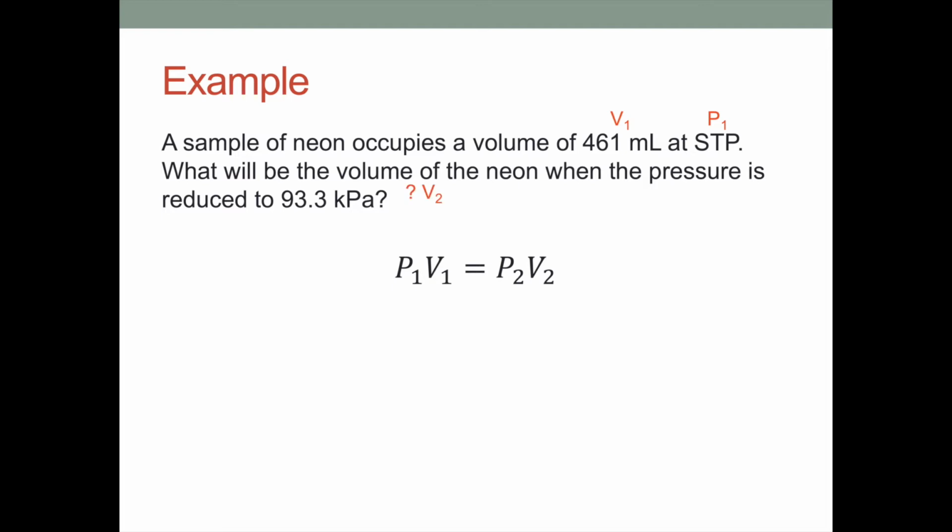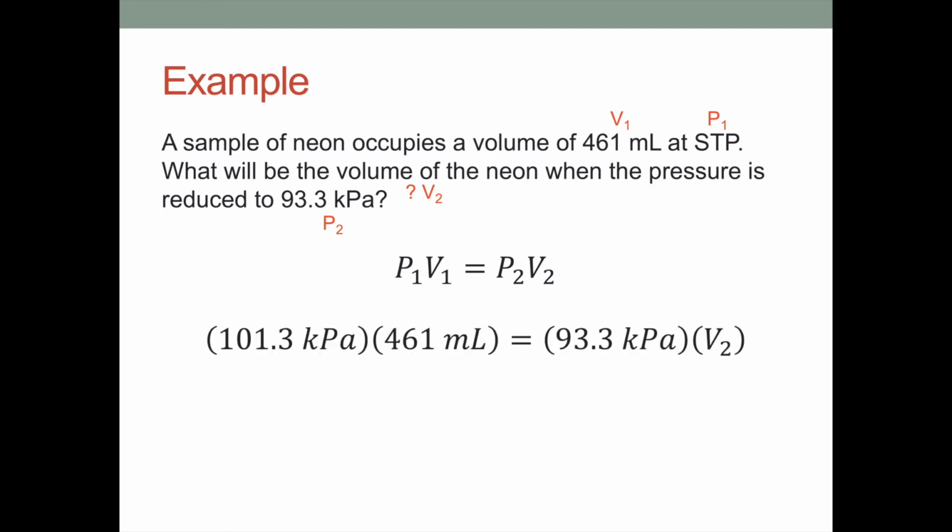And it asks what will be the volume. So I'm questioning what that volume is if the pressure is reduced to 93.3 kilopascals. Now, just from what I know about pressure and volume, if I am reducing pressure, then my volume should be increasing. So I should be getting a volume greater than 461 milliliters, but I can calculate exactly what that looks like. For my P1V1 side, STP, I'm going to put it in the same units as kilopascals here.